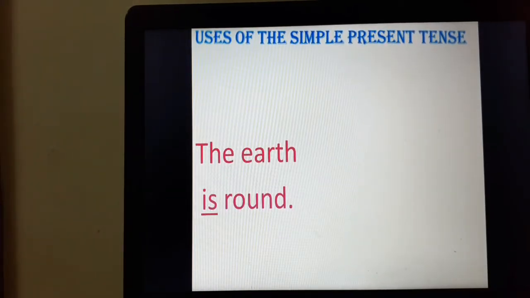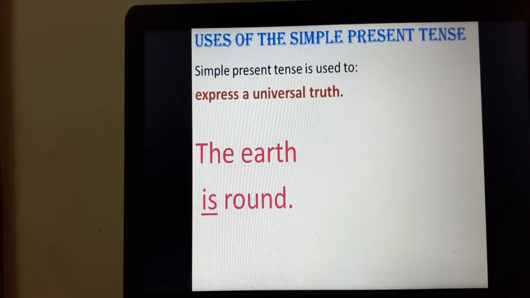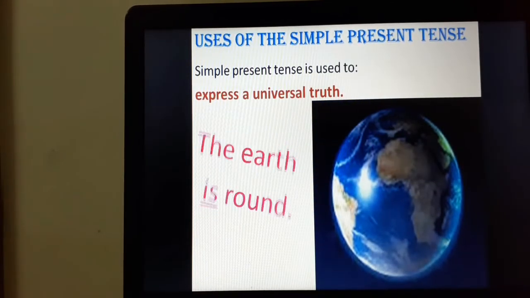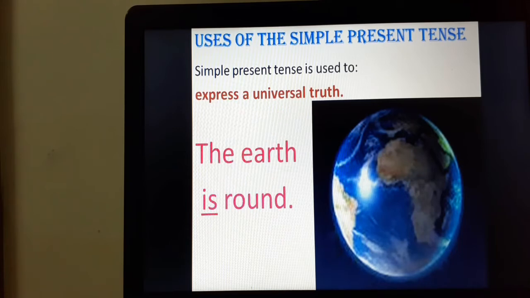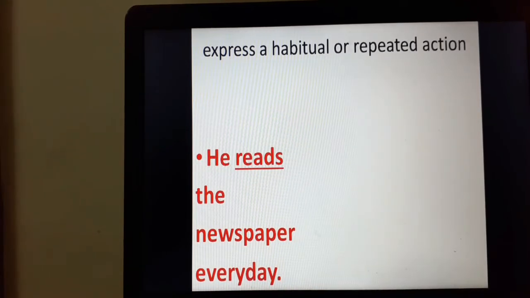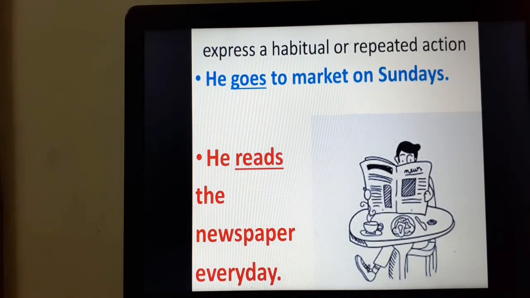Here are the uses of simple present tense. Simple present tense is used to express a universal truth. Example: the earth is round. Simple present tense is also used to express a habitual or repeated action. He reads the newspaper every day. Another example: he goes to market on Sundays. Here, reading the newspaper every day is a habitual action. Going to market on Sundays is a repeated action.